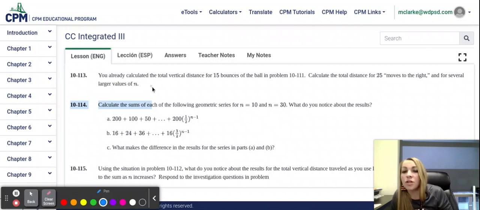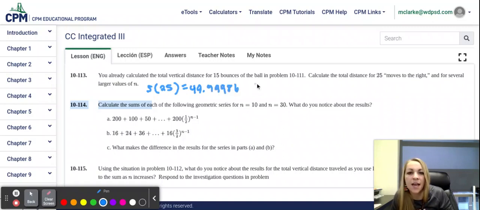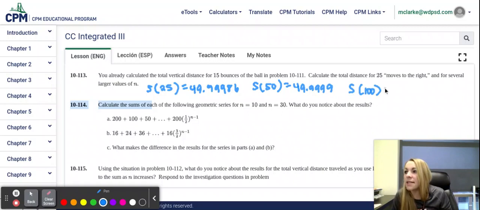All right, so we should be getting something like the sum of your 25 is 49.9998, and then the sum of 50, you get 49.999. You're getting a lot of nines here. And then the sum of 100, you might be using a calculator where it just goes ahead and says that it's 50. Interesting.